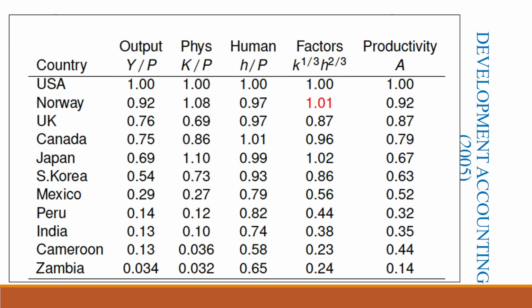So, maybe let us pick up one more number here, maybe the last one, let us see. So, Zambia, if we look at productivity, we see it is 0.14. So, what does this indicate? This indicates that productivity in Zambia is only 14%, 14% of that of US.